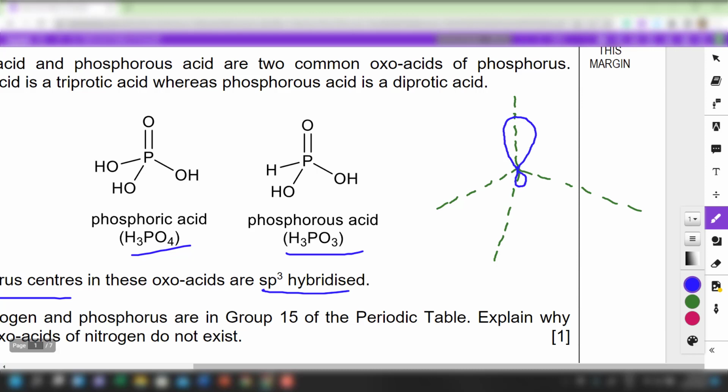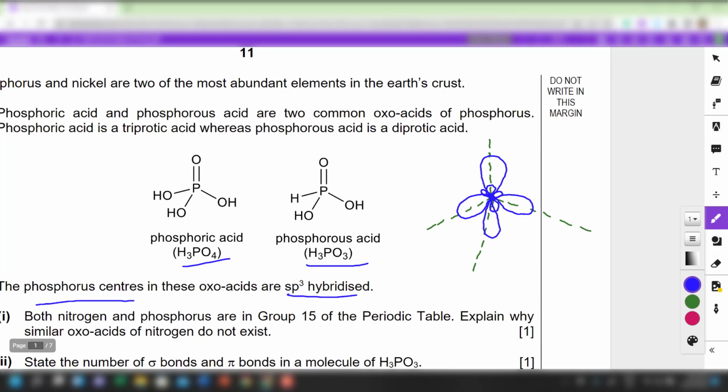And if it's easier for you to draw it vertically, you can always rotate your paper, but I can't rotate the screen right now, so pardon me for the poor drawing. I'm just going to draw it to the best of my abilities on screen. Like this, and then like this. So this is the way to draw the 4 sets of sp3 hybrid orbitals.